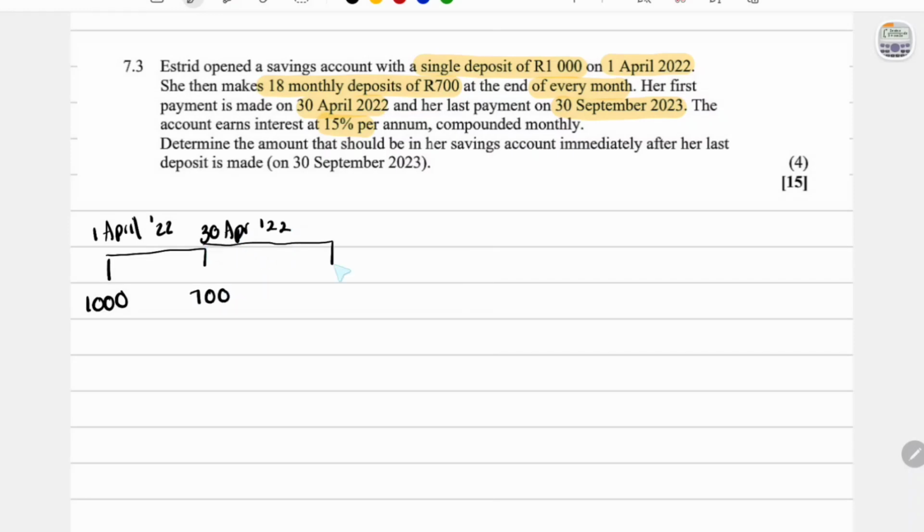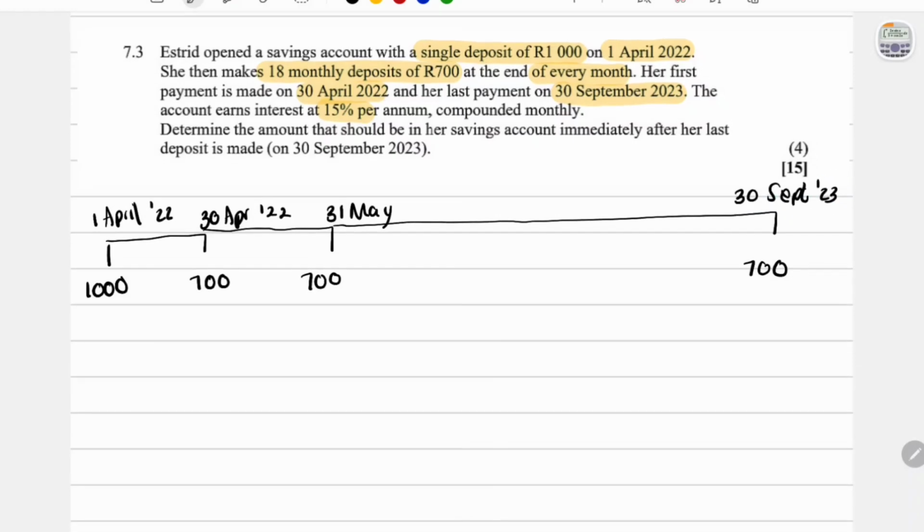And then she continues to make deposits. So after April, May, okay, she's going to also make a deposit there as well. And she basically does this all the way until the 30th of September. That's the last time she makes a deposit of 700 again. So 30th of September. But now we don't have to start counting how many deposits she made because they told us that. They told us that she made 18 deposits in total. So from here, she made 18 deposits of 700 Rand. Okay, so that's how much she deposited.